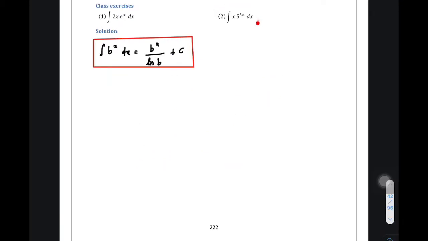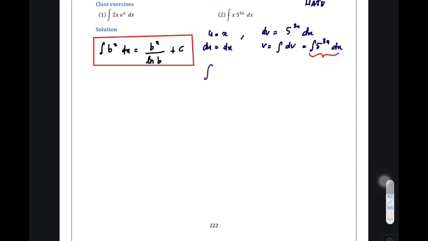Look at question number 2, class exercise page 222. By using the guideline LIATE, the most suitable function for u is x. In this case we have an exponential function, therefore dv is equivalent to 5 power of 3x dx. Differentiating u, you get dx. How to get v? By integrating dv, which is equivalent to integrating 5 power of 3x dx. How do we solve that integration?